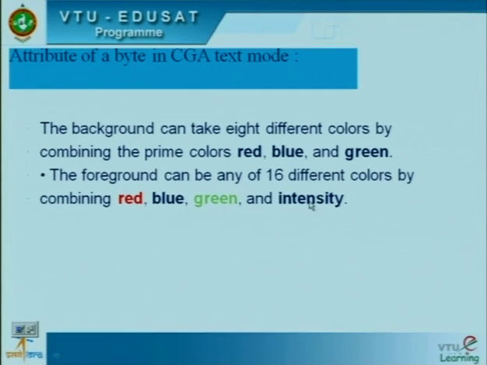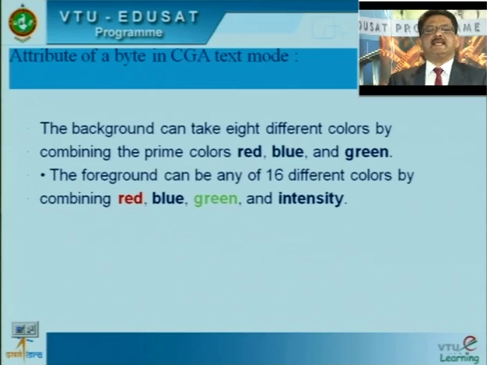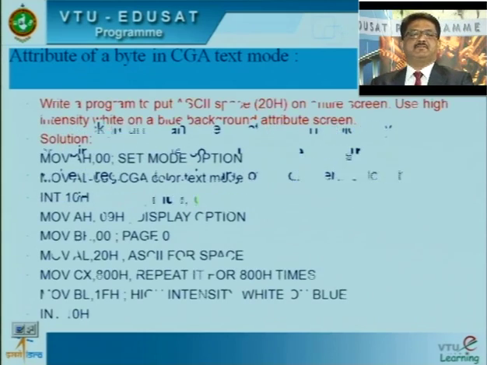So for foreground I have RGB plus intensity, 4 bits, 2 power 4 is 16. Say for background I have RGB, where using this RGB I would be able to specify 2 power 3, which is 8 different colors for the background.